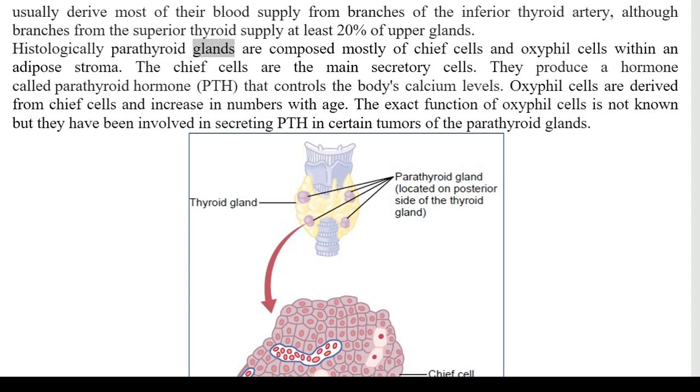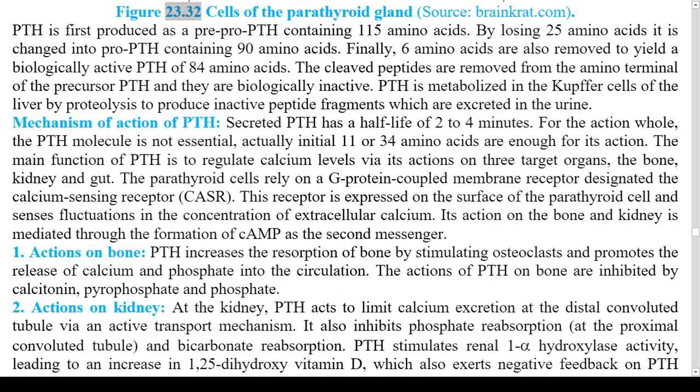Histologically, parathyroid glands are composed mostly of chief cells and oxyphil cells within an adipose stroma. The chief cells are the main secretory cells. They produce a hormone called parathyroid hormone, PTH, that controls the body's calcium levels. Oxyphil cells are derived from chief cells and increase in numbers with age. The exact function of oxyphil cells is not known, but they have been involved in secreting PTH in certain tumors of the parathyroid glands. Figure 23.32 Cells of the parathyroid gland.